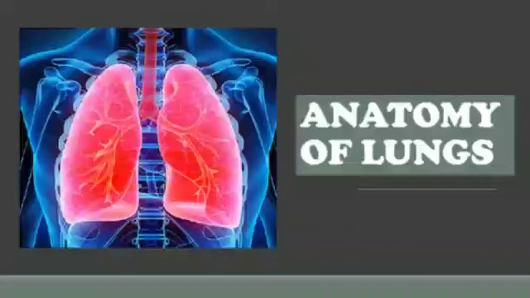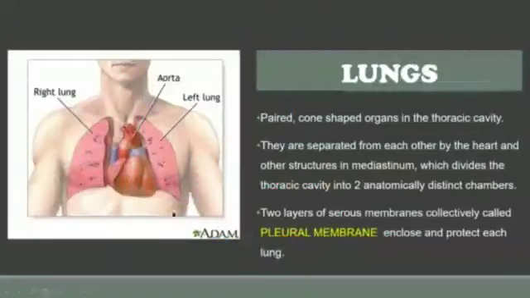So as the first topic, I would like to teach you about the anatomy of lungs. As you have seen in the diagram, please concentrate on the diagram. The lungs are paired cone-shaped structures which are present in the thoracic cavity. Separating the lungs, the structures of the mediastinum and the heart, as seen in the diagram, will separate this thoracic cavity into right and left side.